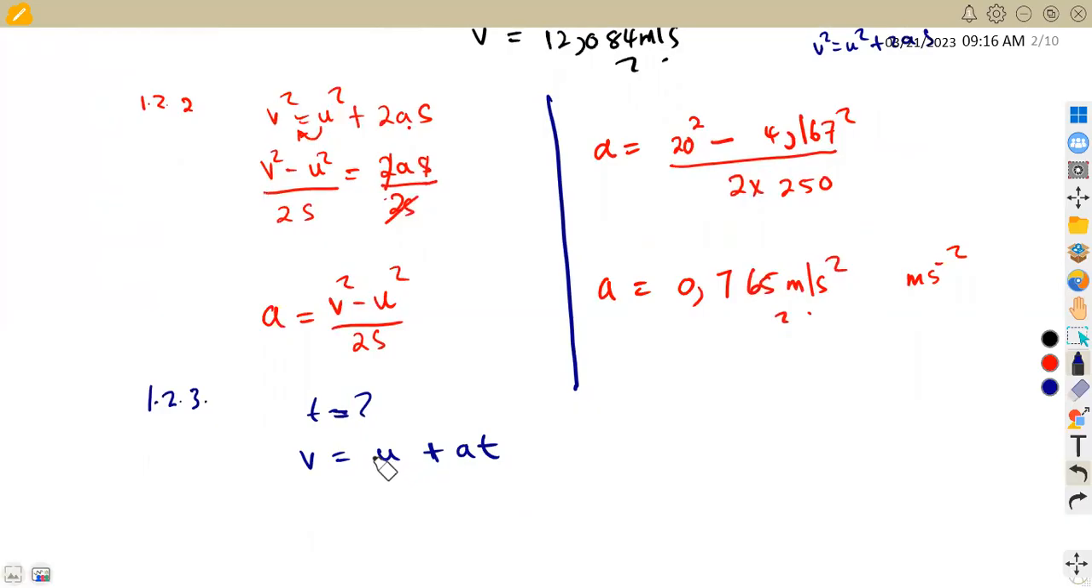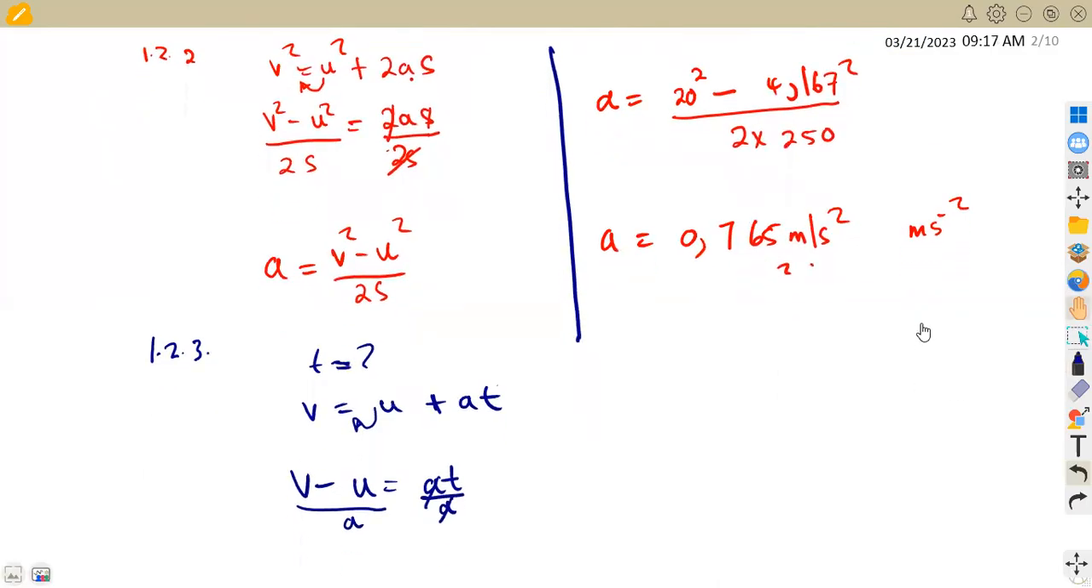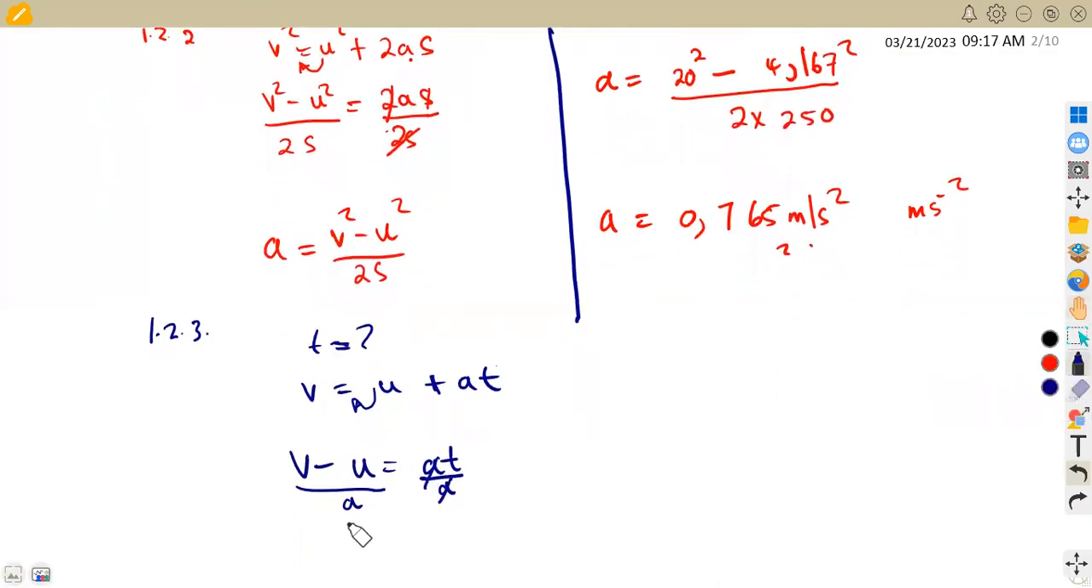Okay, so I'm going to transpose U to this side, which is going to be V minus U is equal to AT. Remember, I want to calculate the value of T, so I'm going to divide by A since it is multiplying. So here, this can cancel. That means we are going to have this as T is equivalent to V minus U over A. All right, so that's what you're going to have in this case.